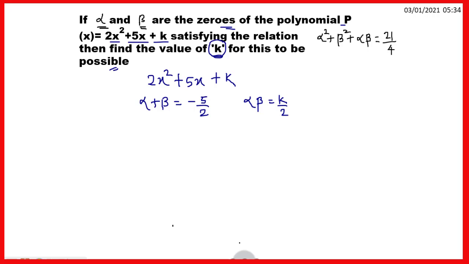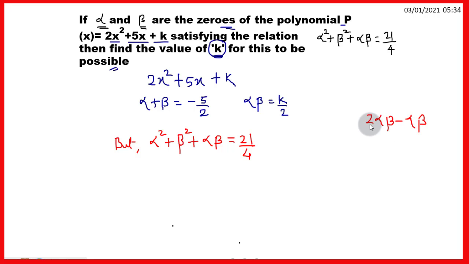But the given relation is that alpha square plus beta square plus alpha beta is equal to 21/4. Now this alpha beta I write as 2 alpha beta minus alpha beta. If we subtract this, you will get alpha beta only. So instead of alpha beta, I can write 2 alpha beta minus alpha beta.